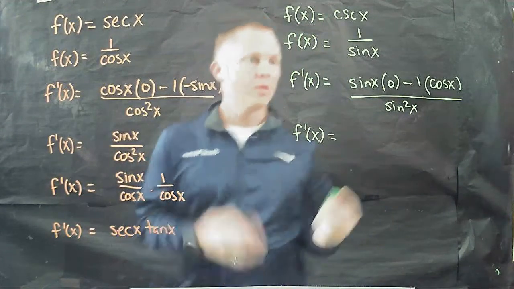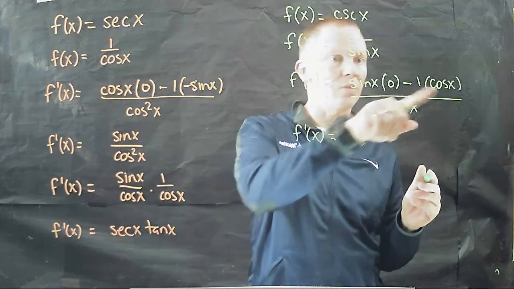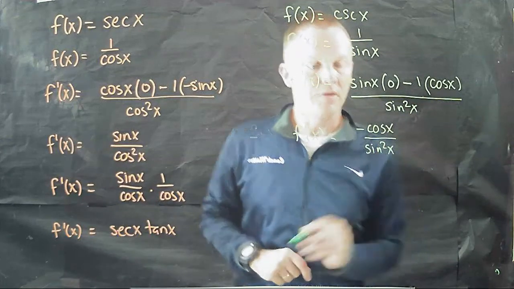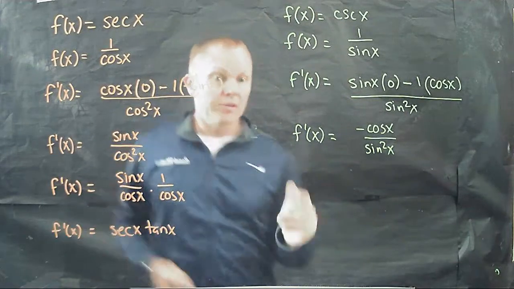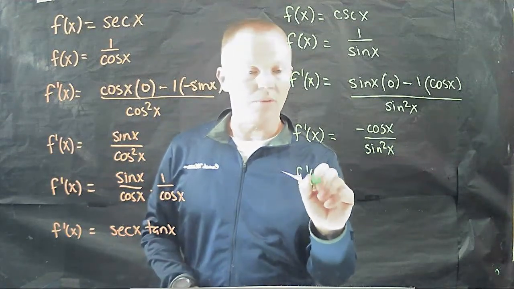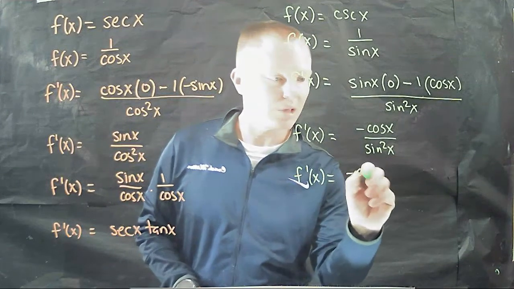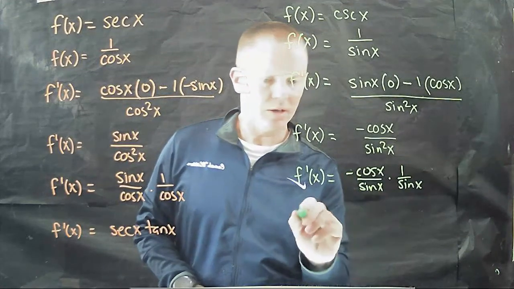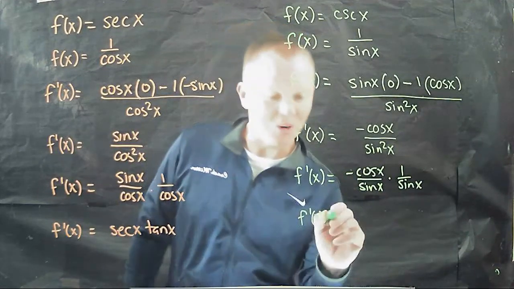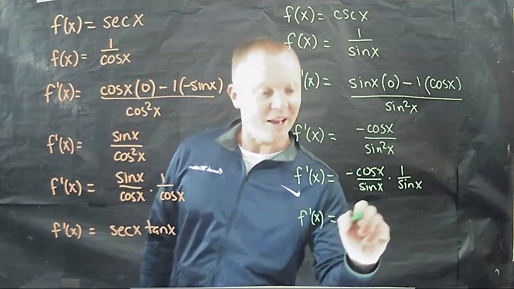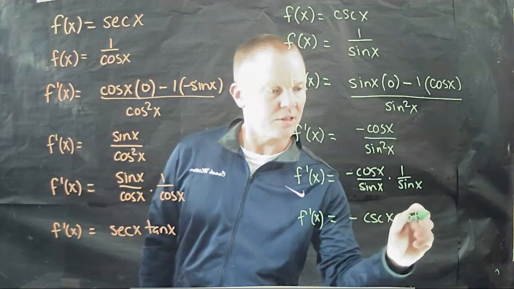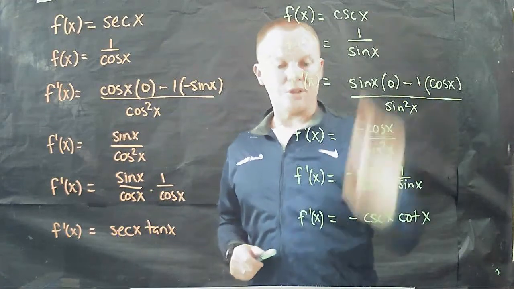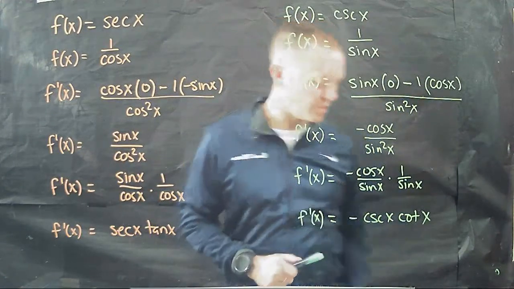So now, again, some cleanup. Sine times 0, 0, minus 1 times cosine is negative cosine over sine squared. So we could be done here, but if we want to make it look like the other one, maybe you did when you did it on your own, you did negative cosine of x over sine of x times 1 over sine of x, and then you end up getting negative cosecant of x cotangent of x. Okay? So the derivative of the cosecant function is negative cosecant of x times cotangent of x.